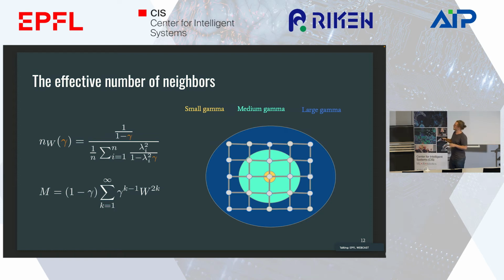And so it's parameterized by gamma. If you have small gamma, then it's just you. It's the yellow circle, and the effective number of neighbors is one. But as you increase gamma, you get more and more neighbors depending on your topology. So average gamma would be people in your vicinity, and very large gamma would be the whole graph. And you also have an averaging matrix that's related to this number for a given gamma, that is the matrix that actually averages over these neighborhoods of increasing sizes.